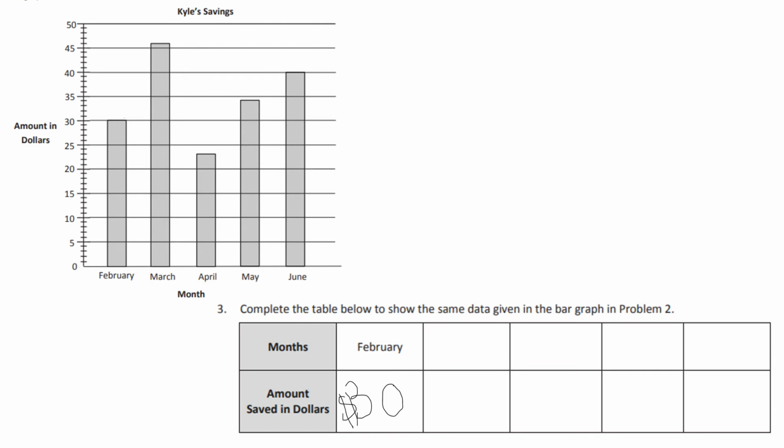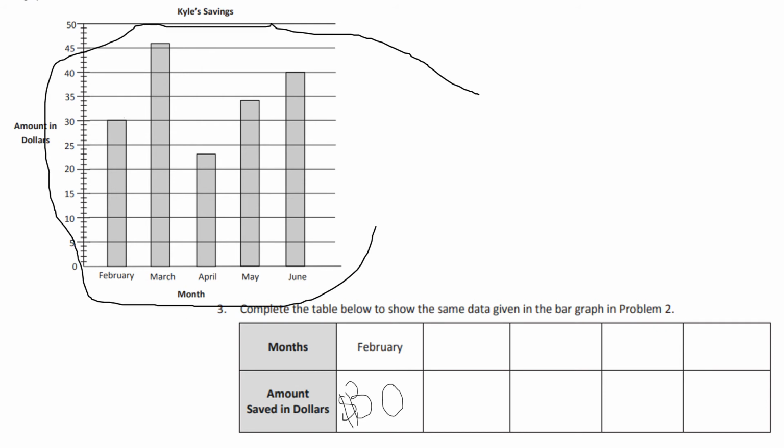All right, now we're going to use the same graph, but what we're going to do is complete this table using all of this. So look, I did February for us. I wrote February and $30 he saved. Now you have to do March, April, May, and June.